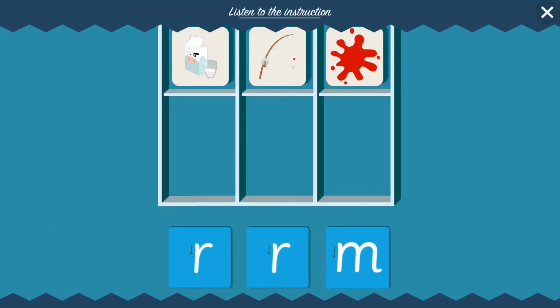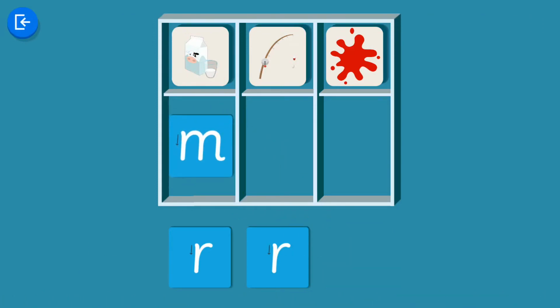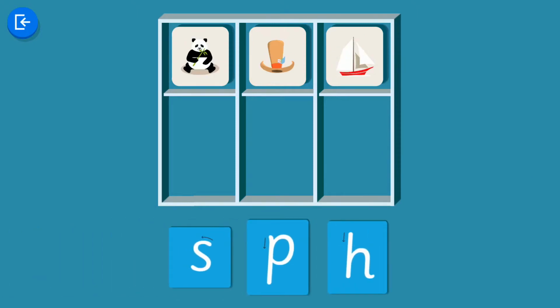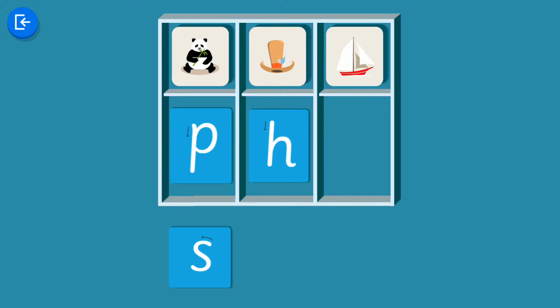Drag the letter to match the beginning sound to the image. Milk. Red. Rod. Panda. Hat. Ship.